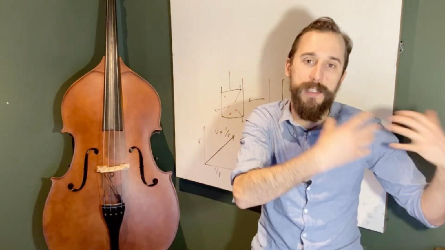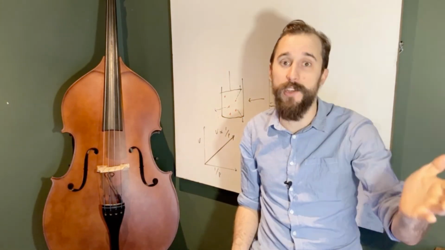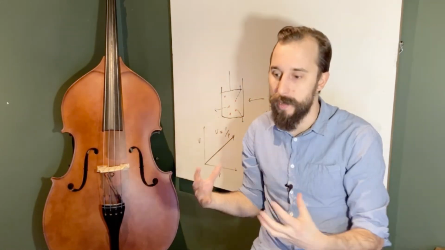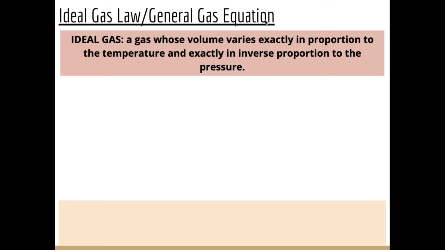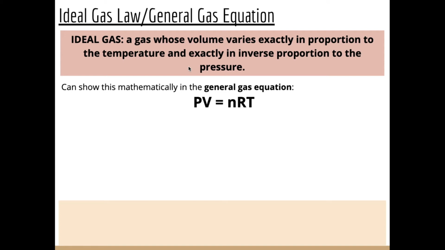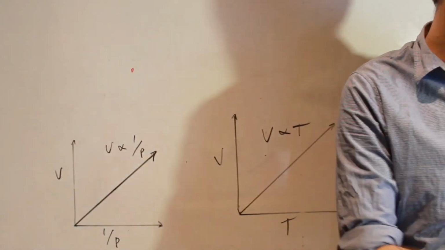But we can use this concept of an ideal gas and this general gas equation to very closely model how real gases behave. So we have this ideal gas law, and we can show that mathematically with what's called the general gas equation, which is this, another one of those ones that you're going to want to paint on the inside of your eyelids. It says PV is equal to nRT. Let me come over to the whiteboard and we'll write that down here.